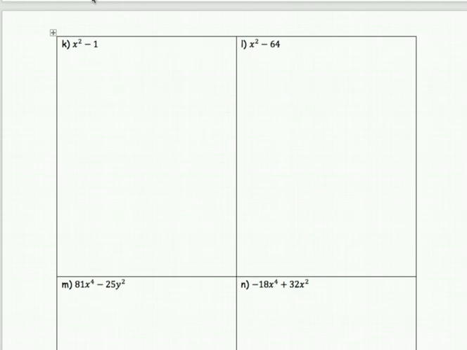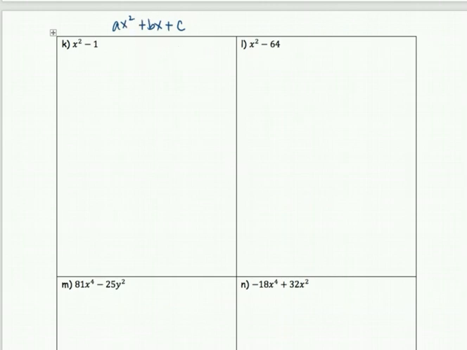On to K. These ones look slightly different. What's happening here is that it's missing the middle term. You are used to the trinomial form of your AX squared, your BX, and then your C term. So right now we are missing the middle term, the B. You have the x squared, you have the constant, but you don't have the B term.